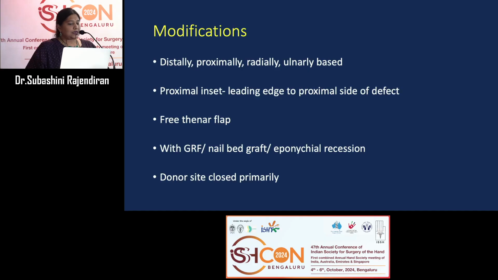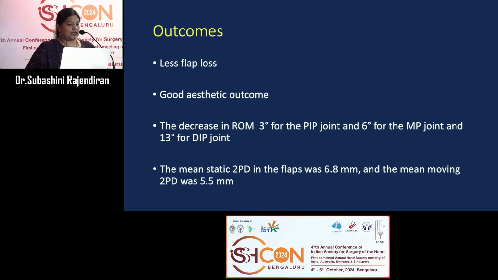And now recently there is a rampant use of free flap, of the thenar flap. It can be done with graft repositioning or a non-vascularized nail bed graft or with eponychial recession. Nowadays we close the donor site primarily as long as the defect is not very big. But when Gatewood described it, he advised strictly not to close the defect primarily and to apply an SSG.